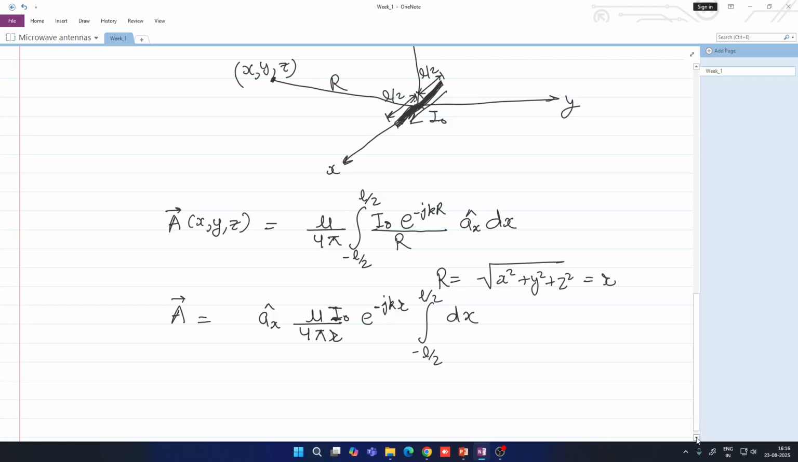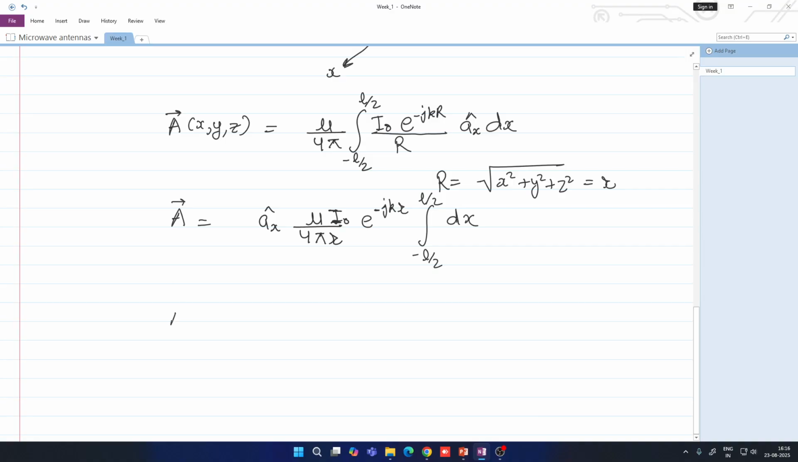Now when we solve this integral, we will get the magnetic vector potential due to the dipole antenna: A equals a x cap, mu I naught L by 4 pi r, into e to the power minus j k r.